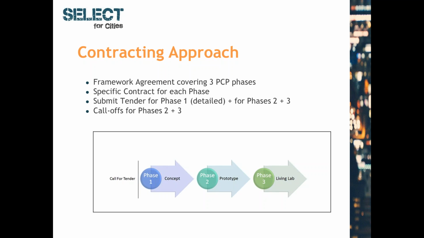Tenderers are asked not only to submit their detailed offer now for phase 1, but also to state an outline of their plans and goals, including price information for the phases 2 and 3, and thus giving the specifics for the further commercial exploitation of the R&D results, which is also an important aspect of this project.